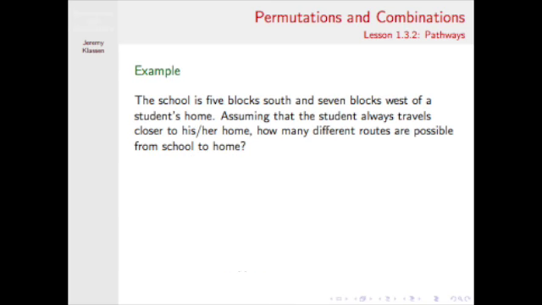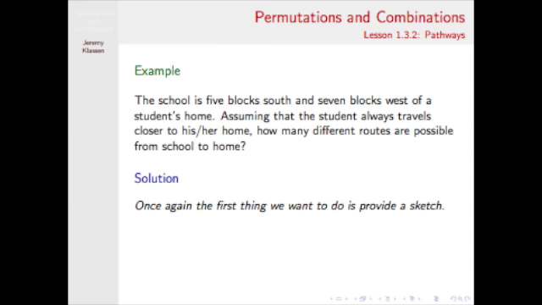Now let's consider a different question where the information is given to us in a slightly different way. In this example, it says the school is 5 blocks south and 7 blocks west of a student's home. Assuming that the student always travels closer to his or her home, how many different routes are possible from school to home? Once again, I think the first thing we need to do here is sketch the scenario.